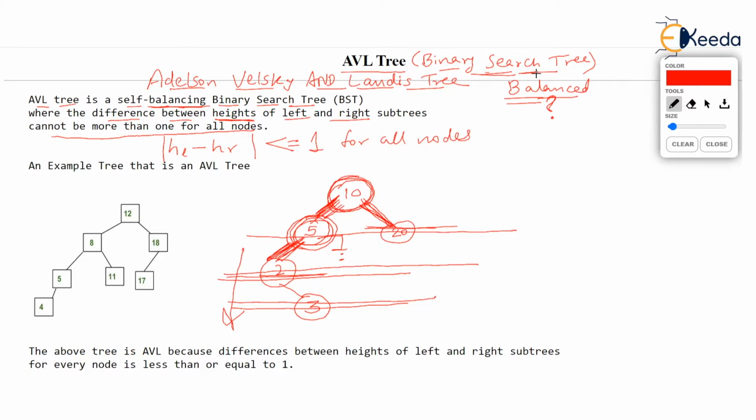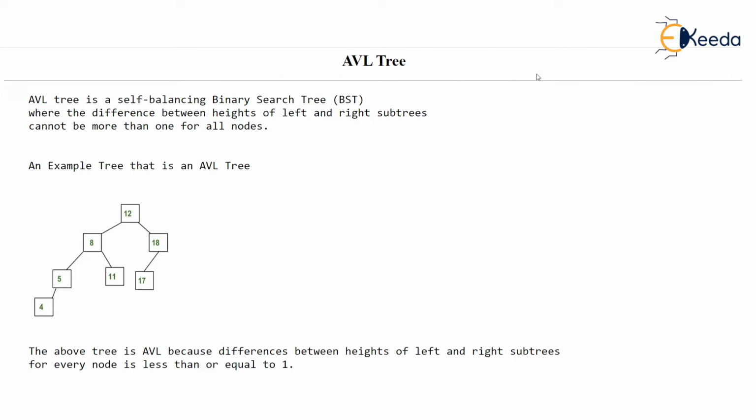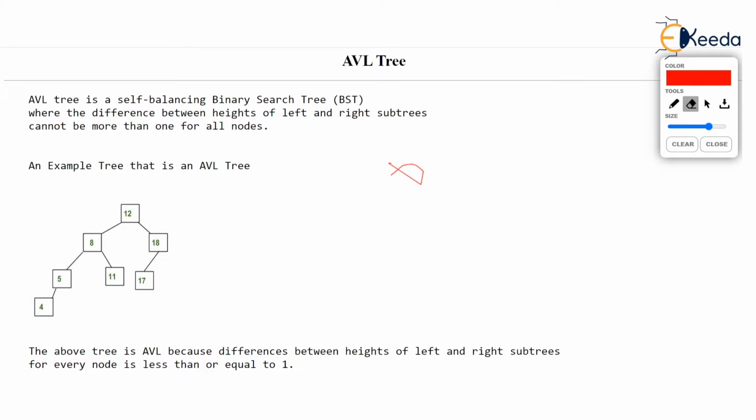Okay, let's revise this. Suppose I have a tree like this. Oh, I'm so sorry for this. Suppose I have a tree like this. Okay, and some values like 10, 8, 5, 2, and this can be 7. This is 20.